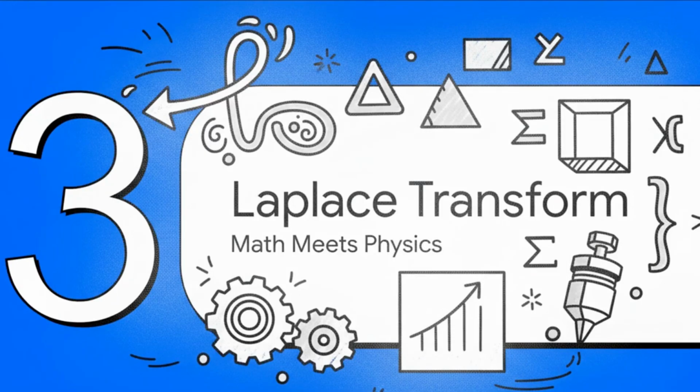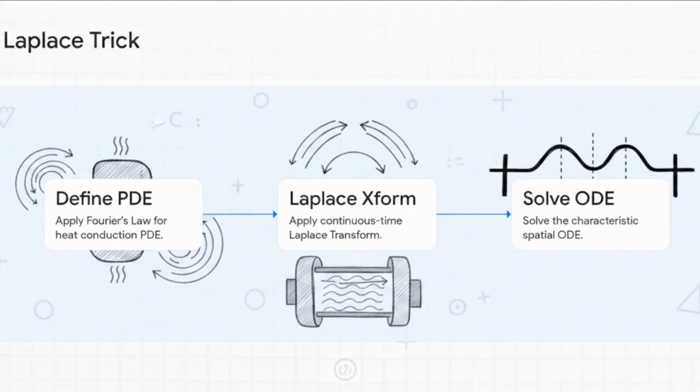Which brings us to step 3, the Laplace-Domain transformation. This is where we break down the complex partial differential equation, or PDE. First, we define that continuous PDE using Fourier's law. Second, and here is the clever part, we use integration by parts to map messy time variables into a continuous time Laplace transform. This naturally exposes our characteristic spatial second-order differential equation.